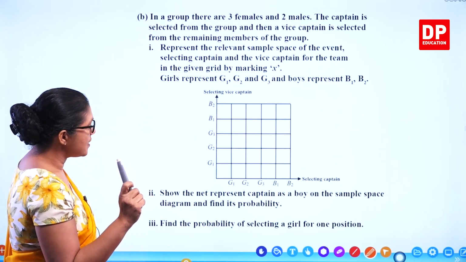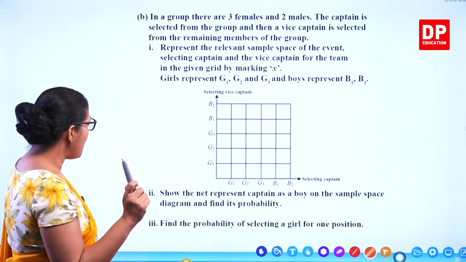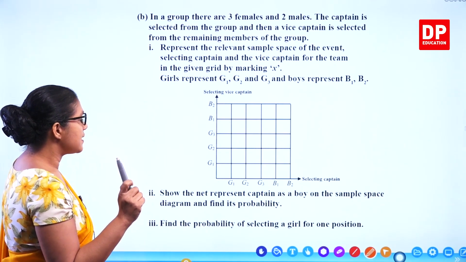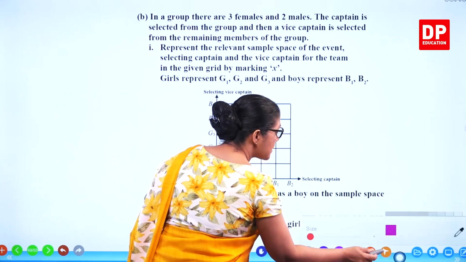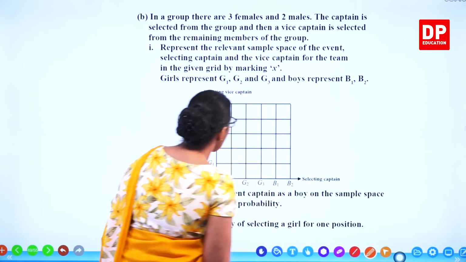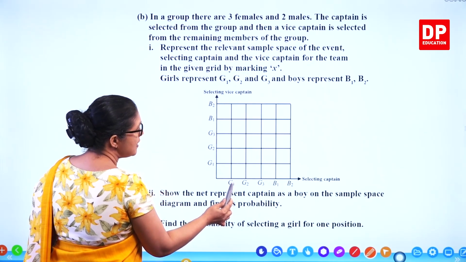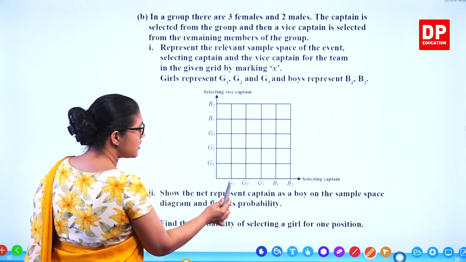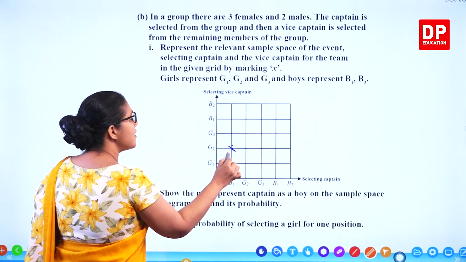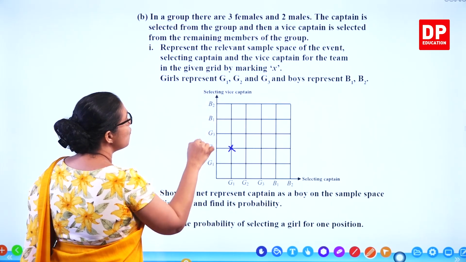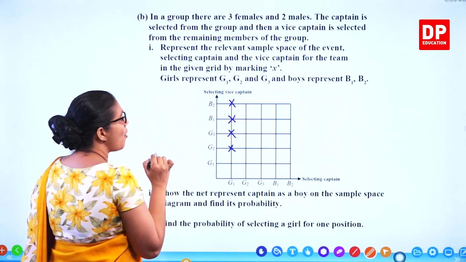Show the event represent captain as a boy on the sample space diagram and find its probability. Find the probability of selecting a girl for one position. Now first we'll mark the sample space. Now take this one, selecting a captain. So the first girl can be selected as the captain but cannot take this position. So second girl can be the vice captain. Third girl, first boy or the second boy.